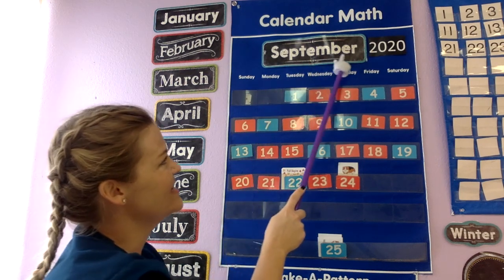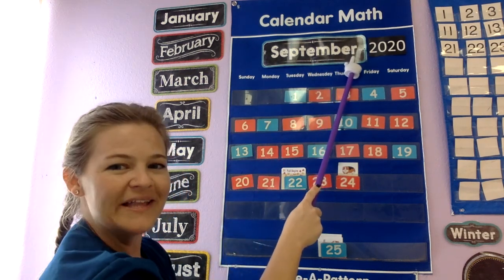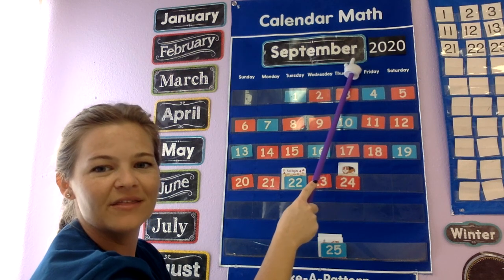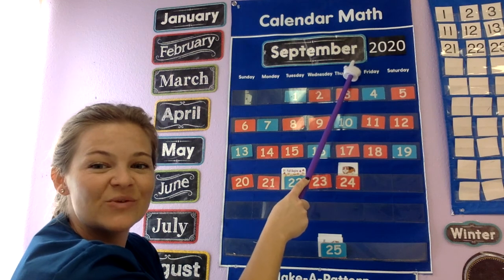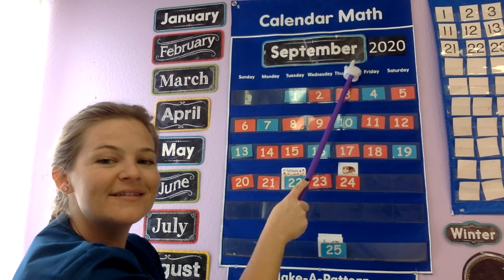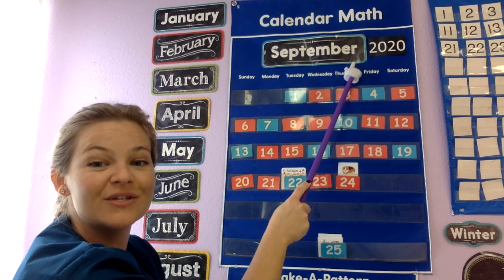Let's look at the end of the word. What letter does September end with? September ends with an R. What sound does it end with? September. It ends with an /r/ sound.